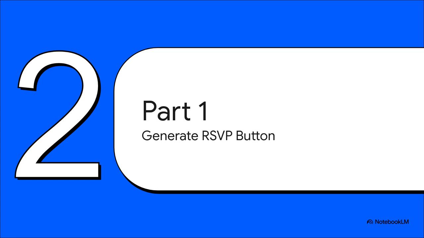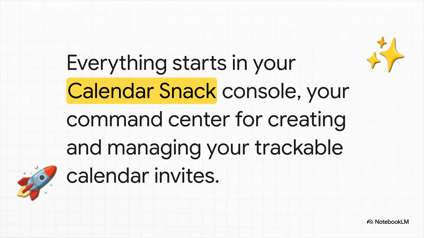It's a really simple two-part process. First, we're going to start in Calendar Snack to generate what we'll call the magic link. Okay, so everything kicks off in your Calendar Snack console. Think of this as your command center for creating and managing all your trackable calendar invites. It's clean, it's simple, and it is absolutely where the magic begins.